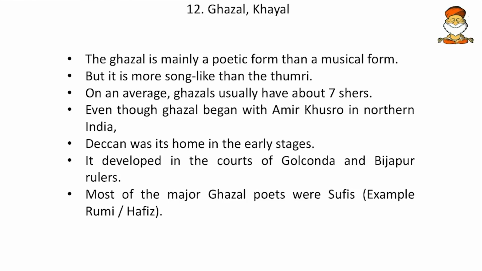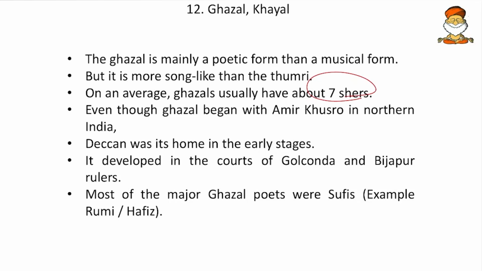So Ghazal is mainly a poetic form rather than a musical form, but it is more song-like than Thumri. That means it is more poetic than music, and more song-like than Thumri. Thumri became mostly a paragraphic type, and Ghazal comes somewhere in the middle. On an average, Ghazals usually have some 7 shers.